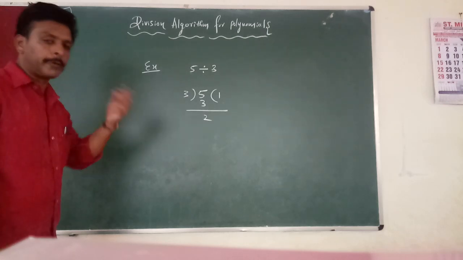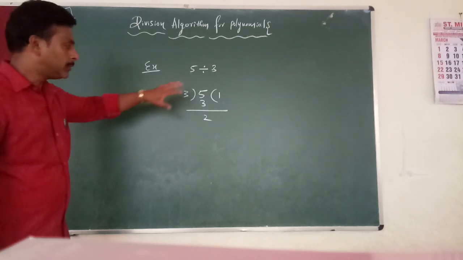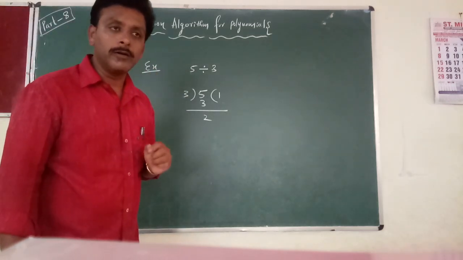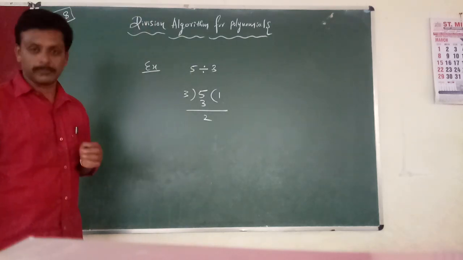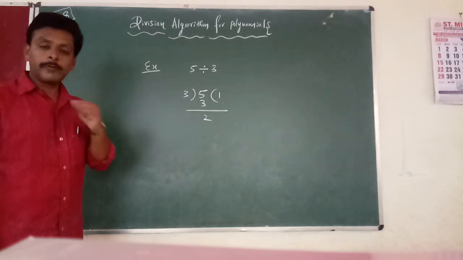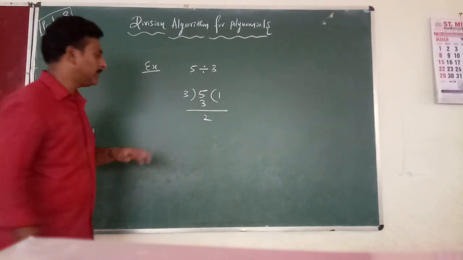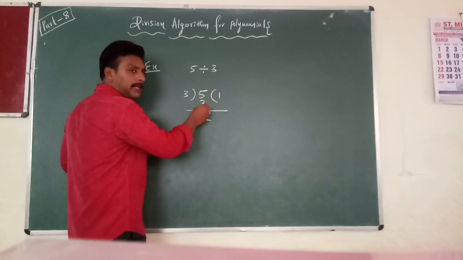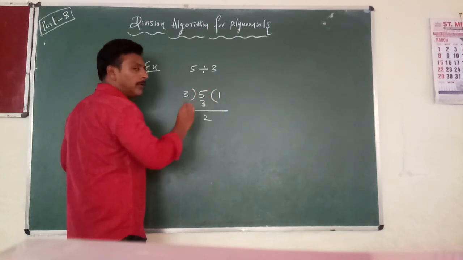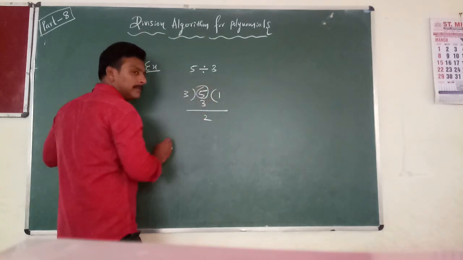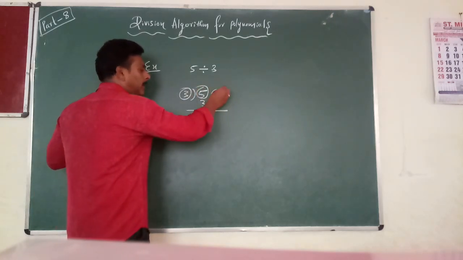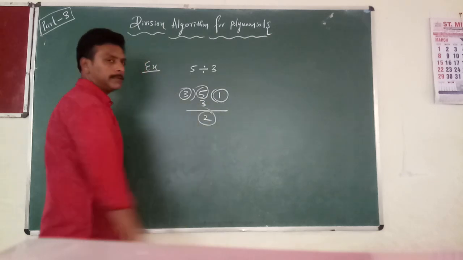This division process that I have solved, whether it is right or wrong, how are you going to verify that my division is right or wrong? How are you going to verify it? Yes sir, easy sir. 3 ones are 3, sir. 5 minus 3 is equal to 2. So I am going to ask you, what is the name of this?